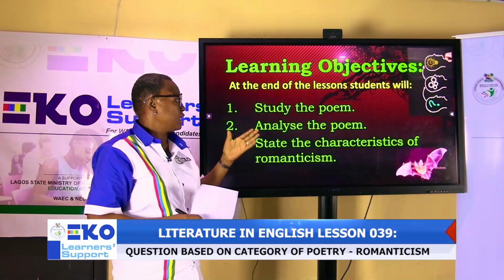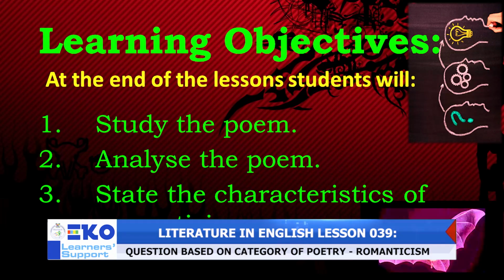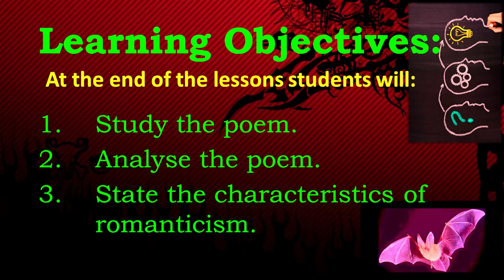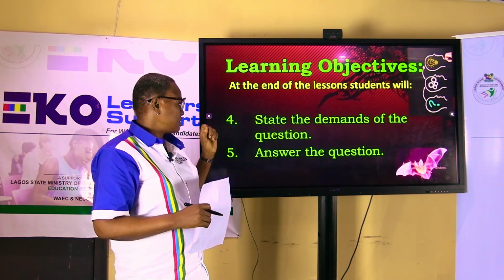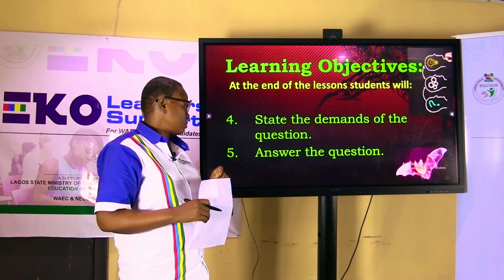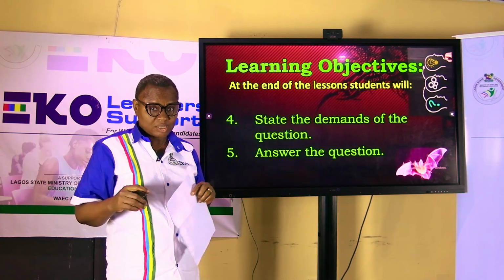We have learning objectives. At the end of the lesson, students will, number one, study the poem. So it is expected that you have in-depth knowledge of your poem. Number two, be able to analyze the poem stanza by stanza. Number three, state the characteristics of romanticism. Number four, state the demands of the question. And number five, be able to answer the question.